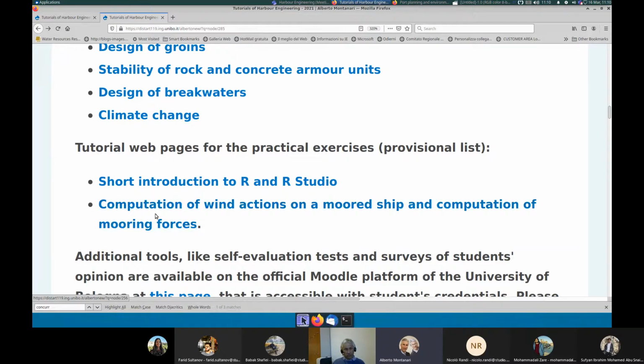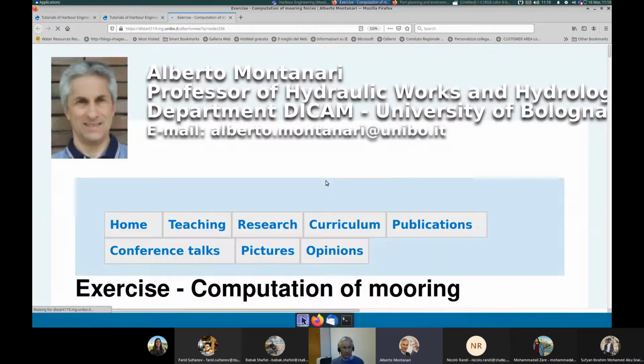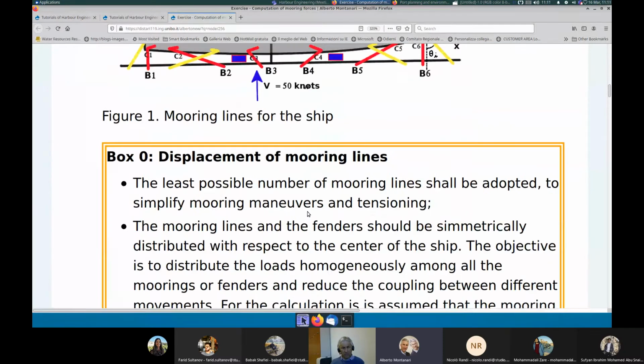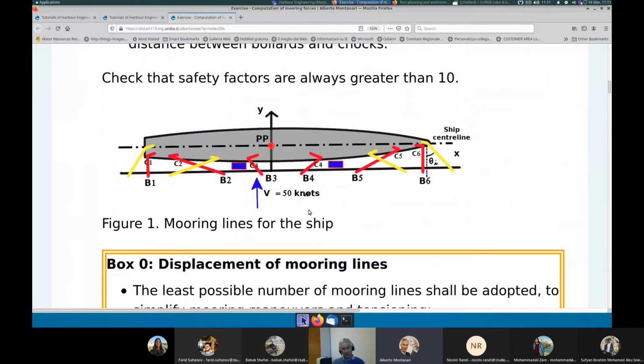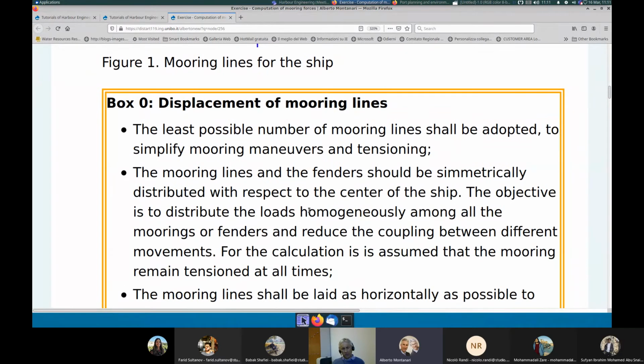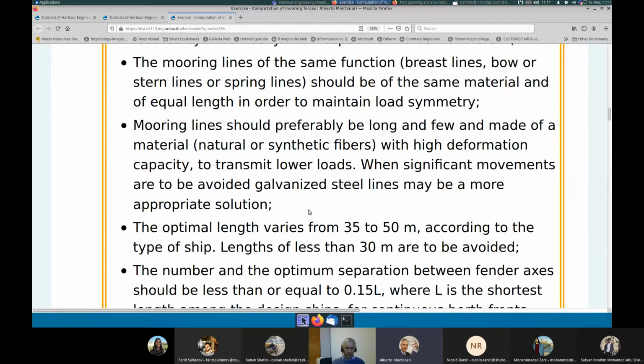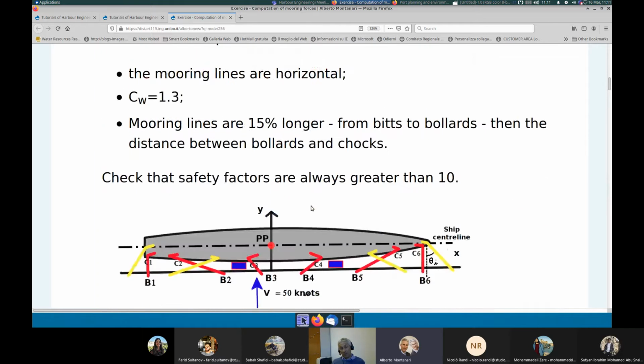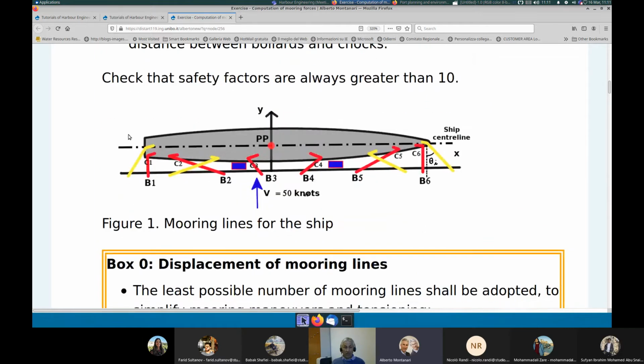But what I would like to do is this exercise, computation of wind actions on a moored ship and computation of mooring forces, which is interesting because it's a mixed exercise lecture, okay? Because it is basically a lecture on the mooring lines, how to displace them, and how to compute the mooring forces, which we didn't discuss in detail, which is a problem of structural mechanics.